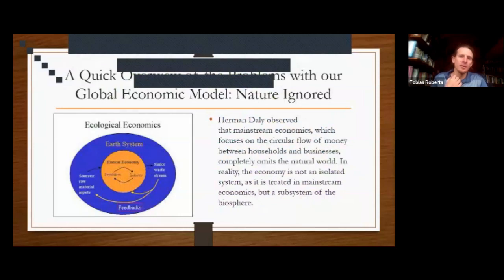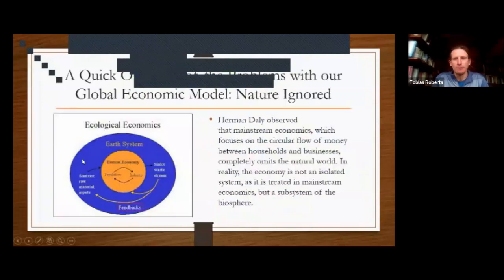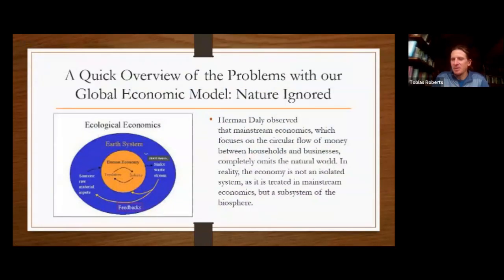Before we get into why circularity is important, I think it's important to look at what's wrong with this line. If we don't add in all of these little loops about reuse, remanufacturing, recycling, all of these re's we're going to talk about, longer use, intensifying use, what is happening with this linear model? First of all, and perhaps the most important issue, is that nature is ignored.